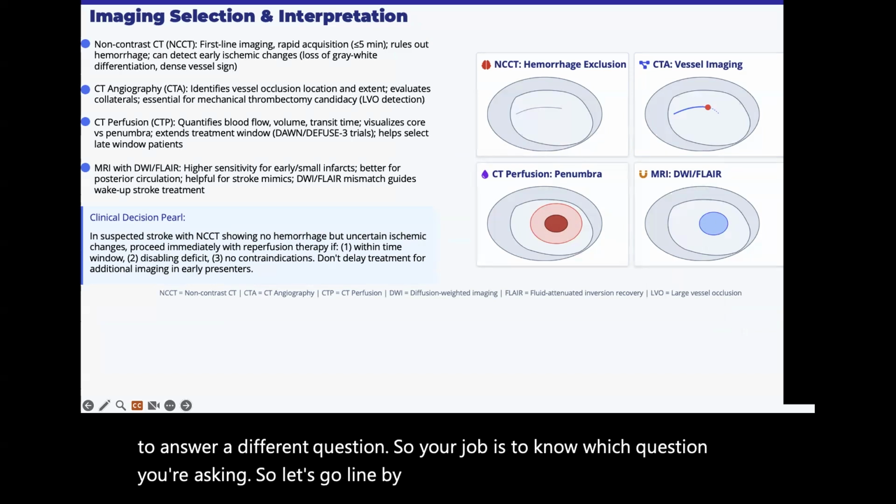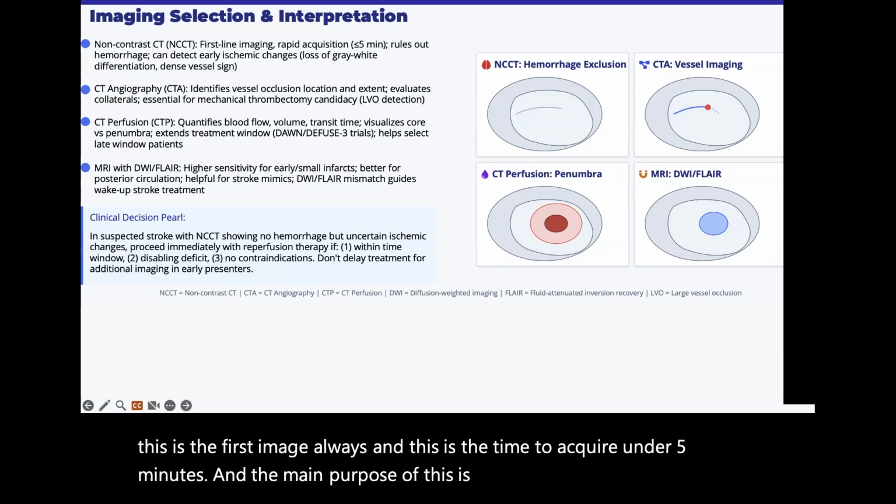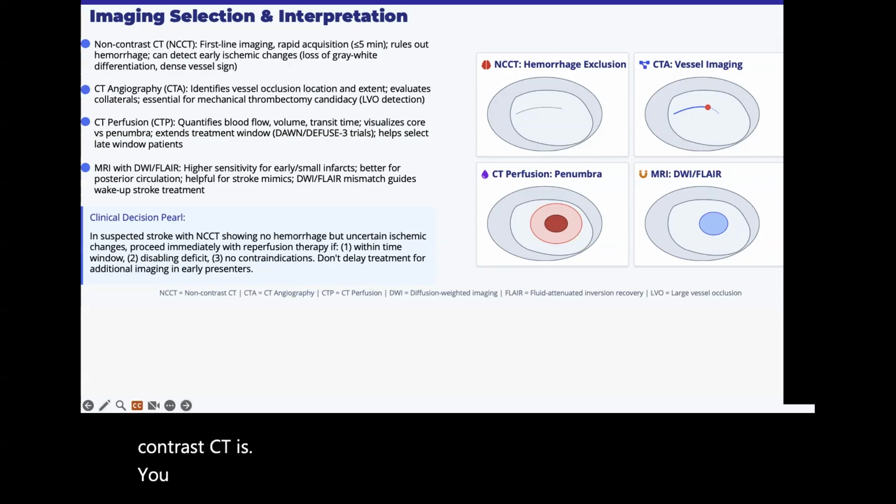So, non-contrast head CT scan. This is the first image always, and the time to acquire is under 5 minutes. The main purpose of this is to rule out a bleed. If the non-contrast CT is clean, you now have permission to think about TNK.